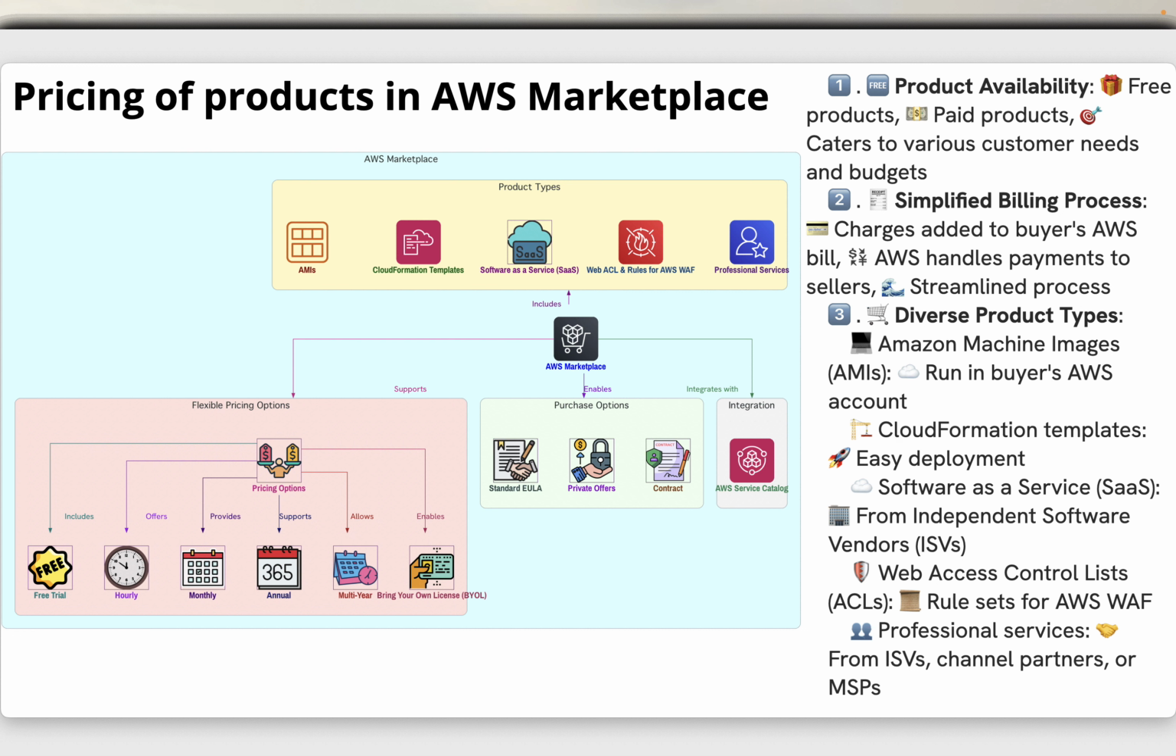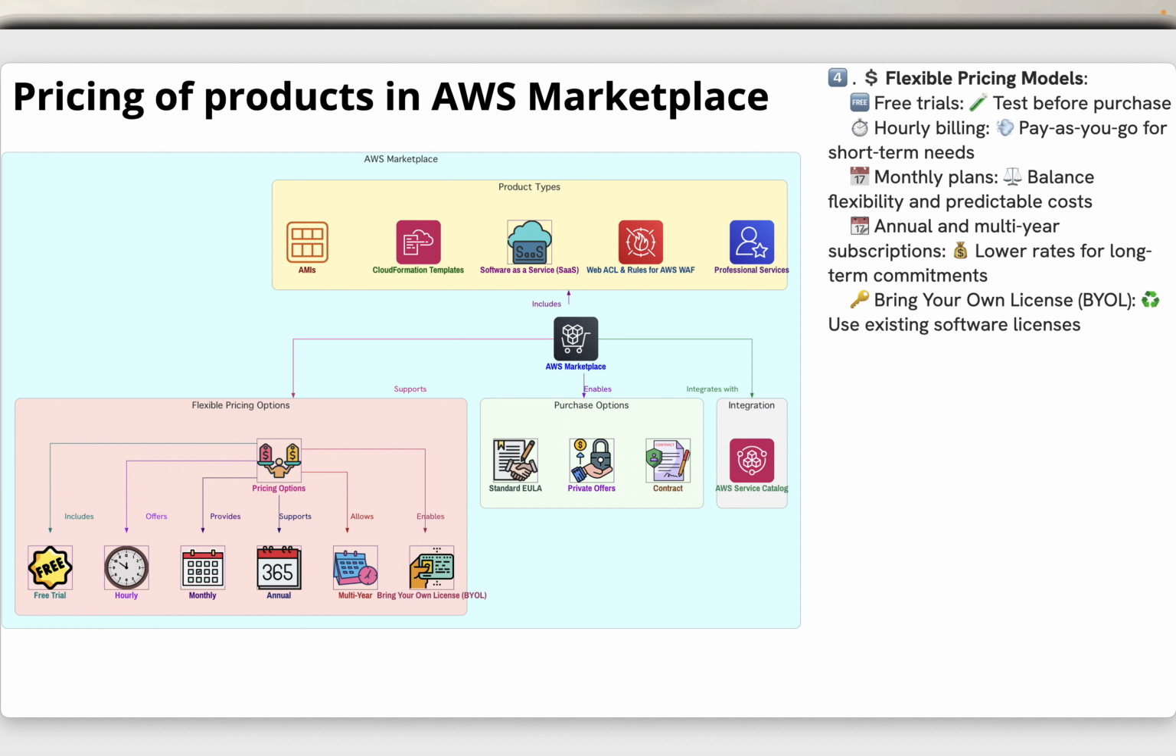So there are diverse product types which I already talked about. So you have Amazon AMIs, you have CloudFormation templates, you have software as a service, web access control list ACLs, and rule sets for AWS WAF, web application firewall, and professional services from independent software vendors, channel partners or managed service providers.